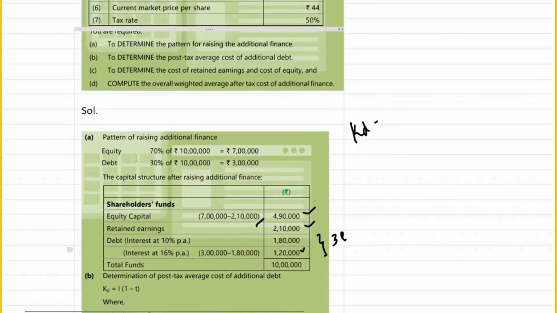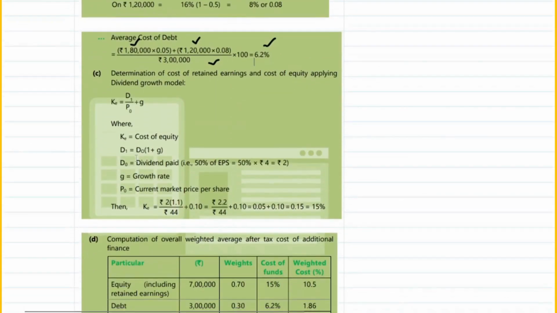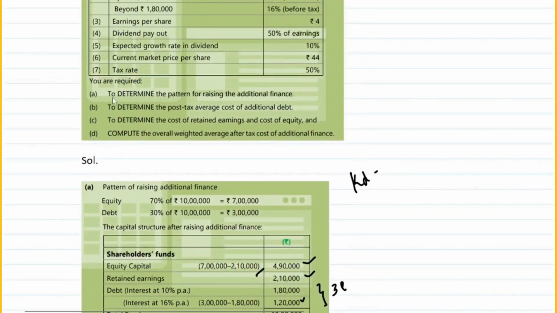What is the third point? To determine the cost of retained earnings and cost of equity. I think you would know that if KE is equal to something, then KR will also be equal to the same, because in this question it's a part of my equity funds. So what is the formula for KE? KE is equal to dividend divided by price plus growth. Here dividend is given. Dividend payout is equal to 50% of the earnings. Earnings is equal to 4 rupees. 4 into 50% is equal to 2 rupees.